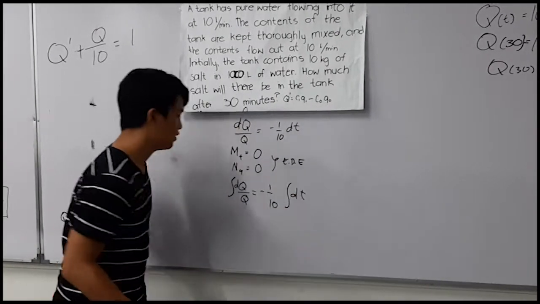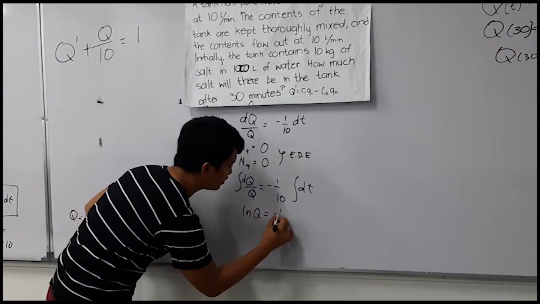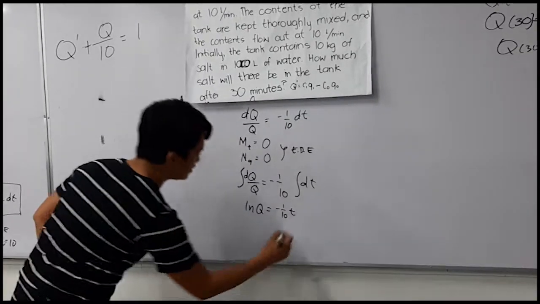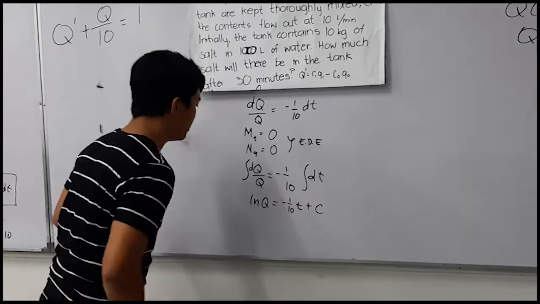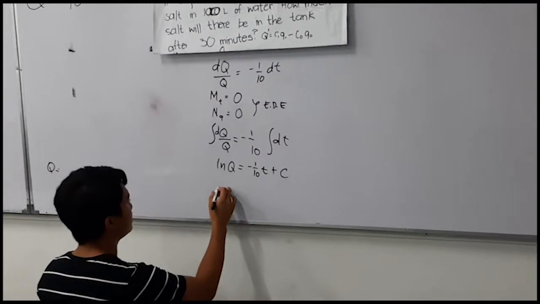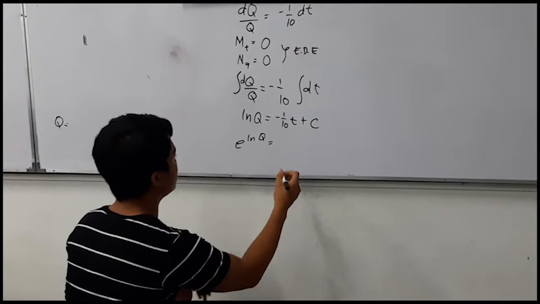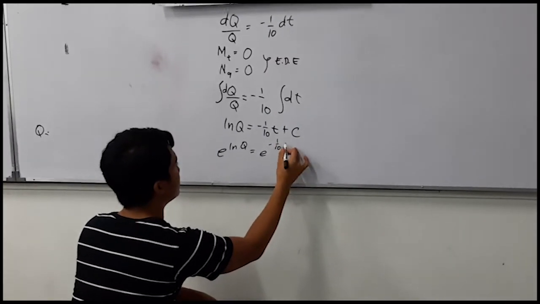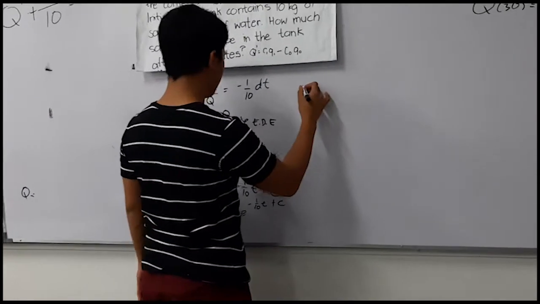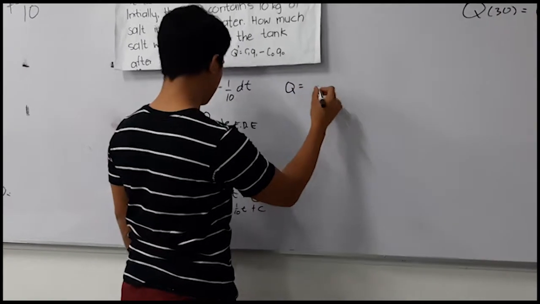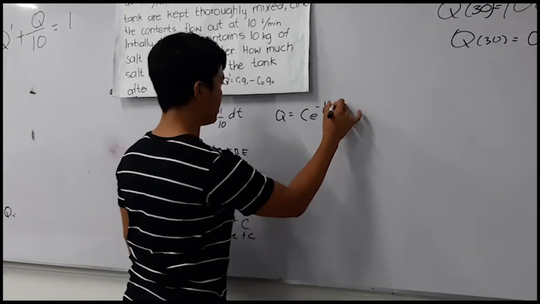dt. We're going to have ln q is equal to negative 1 over 10 t plus c. So we can further simplify this equation using Euler's number, which is e raised to ln q is equal to e raised to negative 1 over 10 t plus c. Then simplifying this equation, we have q is equal to c e raised to negative 1 over 10 t.